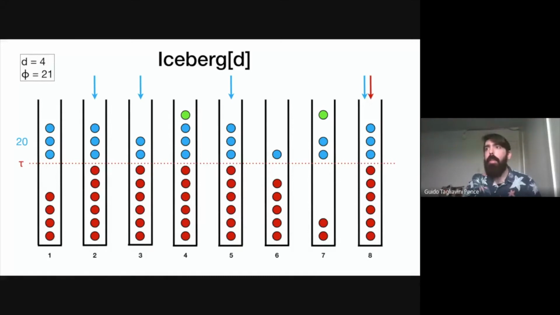And in this case, the least load is at bin 3, so we place the ball there. And now we have reached capacity, which is 21 balls. Okay, so let's go with the third ball.